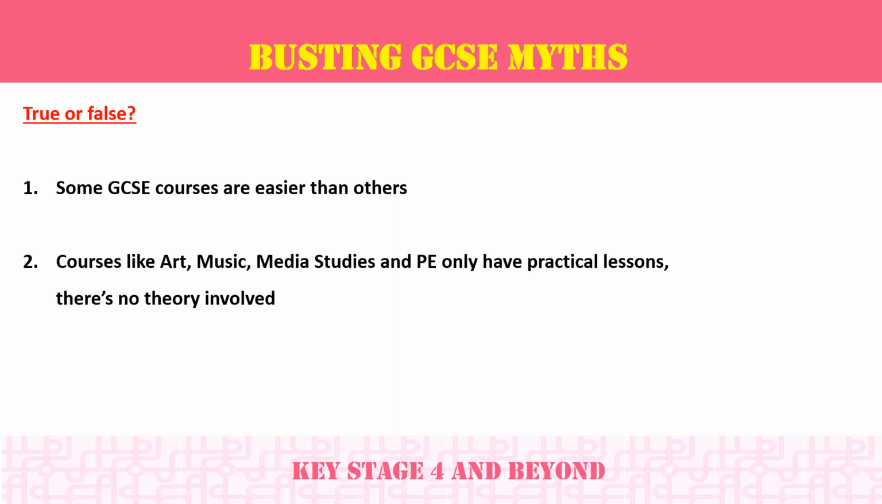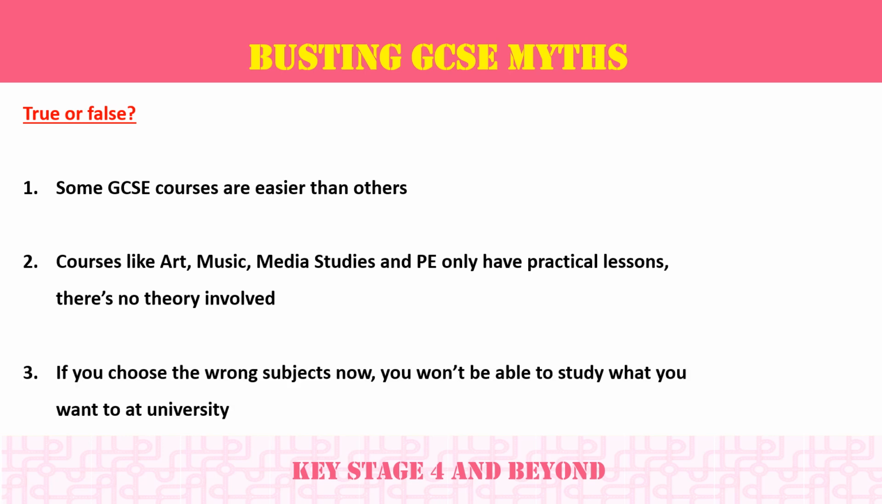And number 2, courses like art, media studies and PE only have practical lessons. There's absolutely no theory involved. Is that true or false? And thirdly, if you choose the wrong subjects now, you won't be able to study what you want at university. Is that true or is that false?